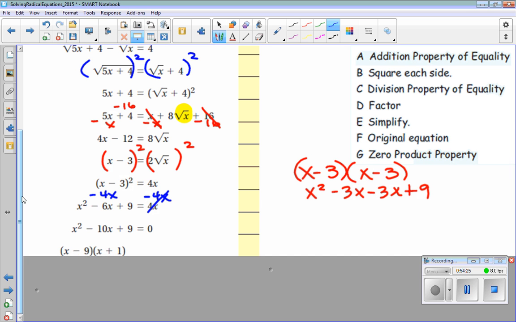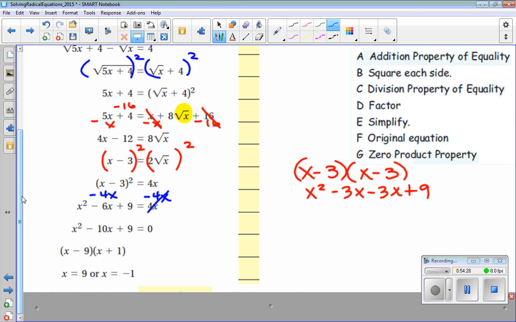I'm going to factor. I've already done it, so I'll just show you. Two numbers that multiply to be 9 and add to be negative 10 are negative 9 and negative 1. So x minus 9, x minus 1, and I set each of those factors equal to 0. My two possible answers are here.